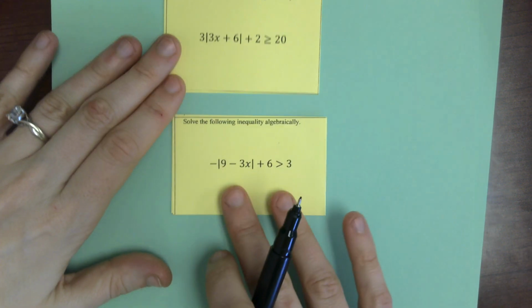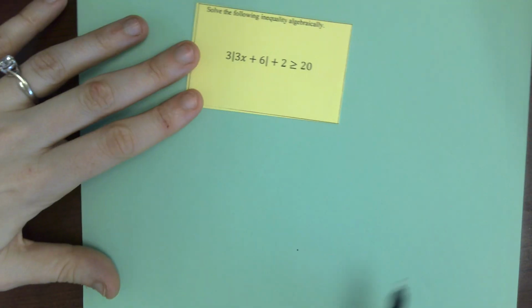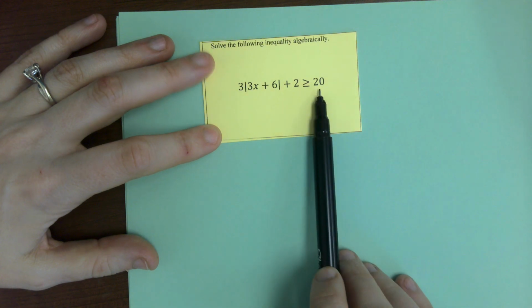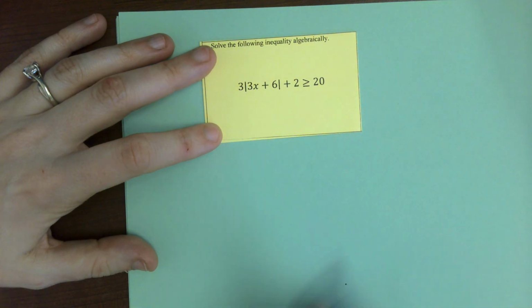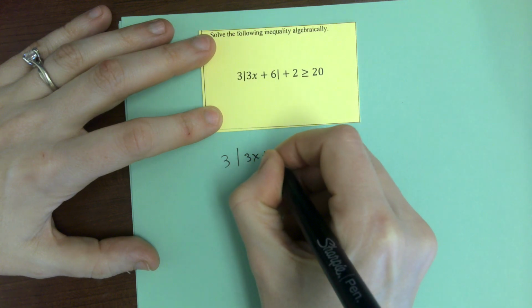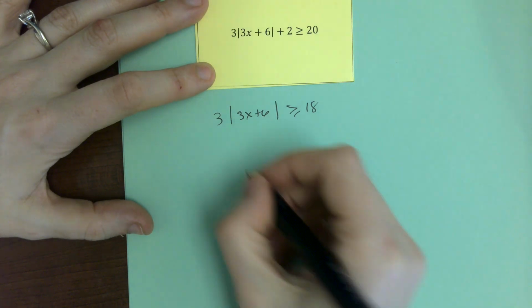And guys, this was a big problem for people on the last exam, so I will do both of these. Both of these examples are from D8, okay? So this first one, solve the following inequality algebraically. First I'm going to subtract 2, and then I will divide by 3. But I'll show those moves. So first I'm subtracting the 2. So that's 18. And then I divide by 3.